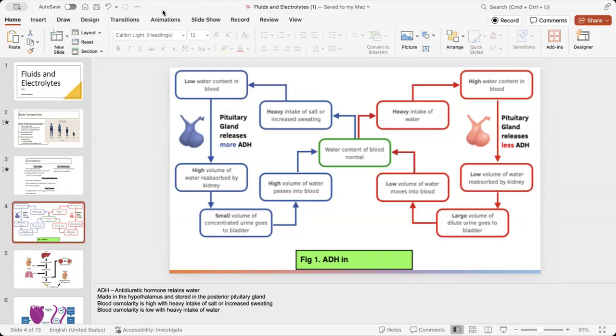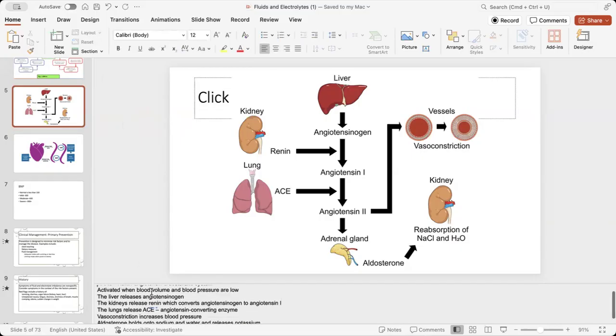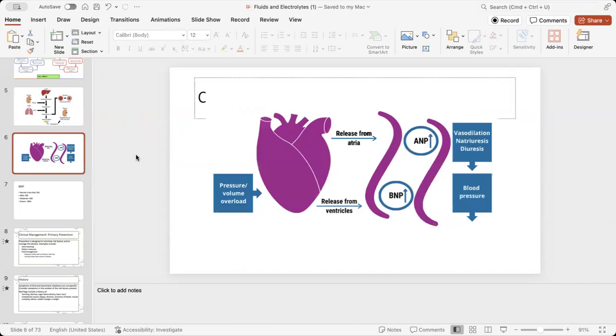Renin-angiotensin aldosterone system. Secrete aldosterone, what does aldosterone do? Hold on to sodium and water. Get rid of potassium. Angiotensin 2 causes vasoconstriction. All right, good. All right, what about BNP?